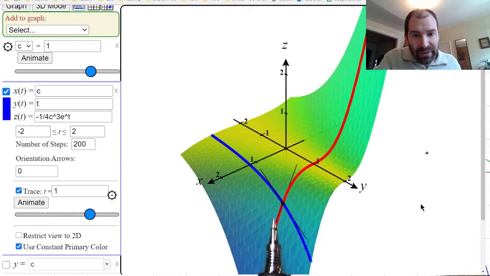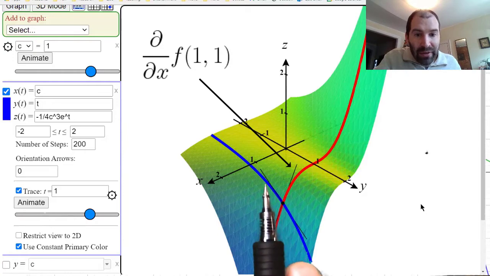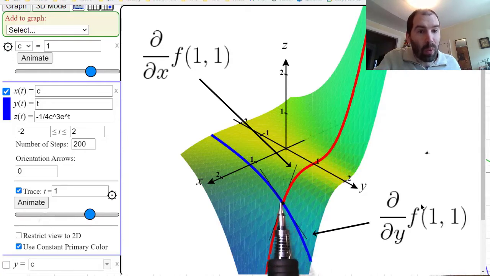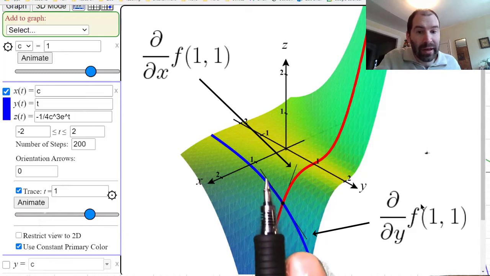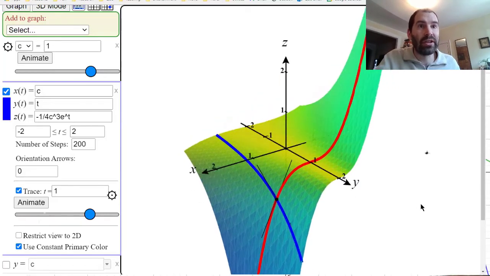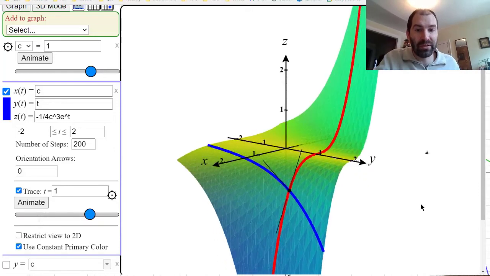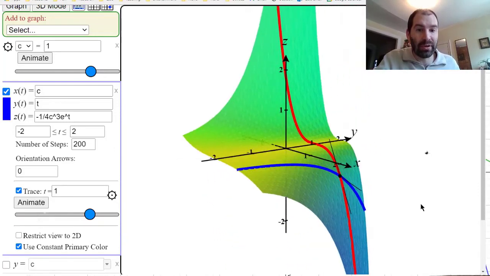x derivative, the slope of this line. That's the partial derivative with respect to x at that point. In this case, it's at the point 1, 1. And we have the partial derivative with respect to y at the point 1, 1. And so we're getting the slope of this line and the slope of this line. And that's what the partial derivatives give us with respect to a multivariable function.